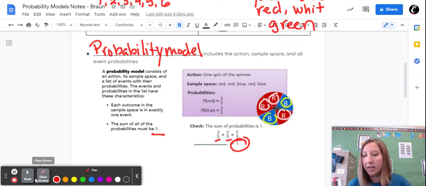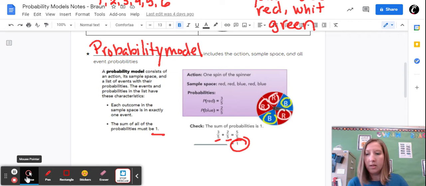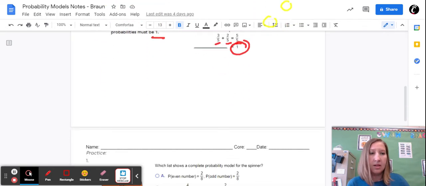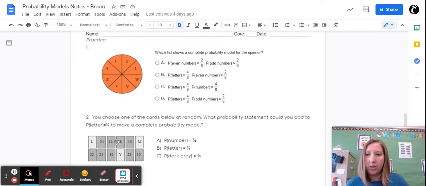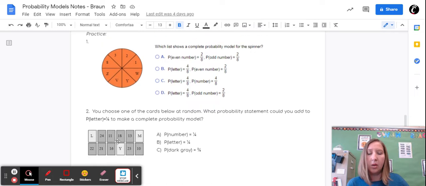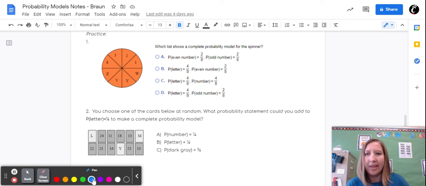Okay, so let's go ahead and continue and take a look at the back. We have some practice here, and we are going to see which of these show a probability model. So we're going to look at our spinner here. It looks a little different, a little bit strange with letters and numbers, but we are going to take a look. So it says, which list shows a complete probability model for the spinner? So we're going to look at A.